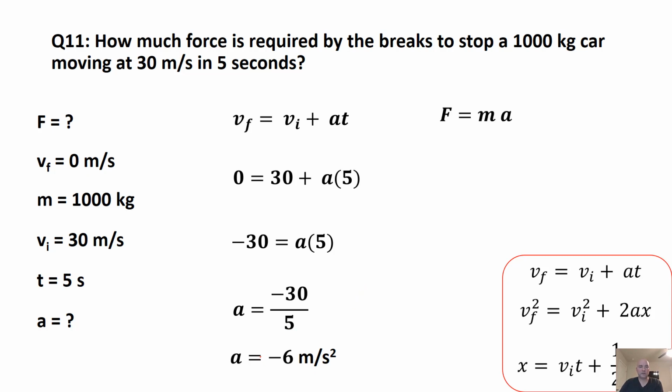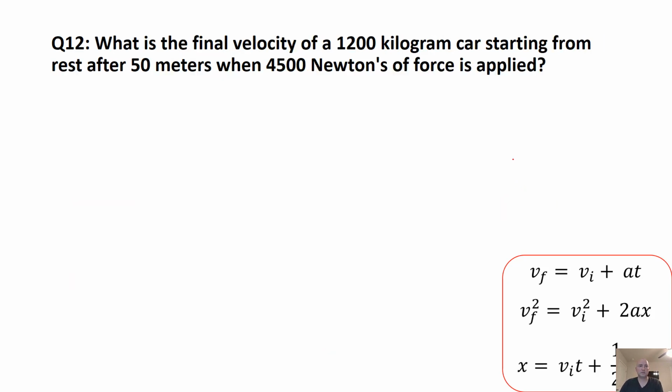And now we have acceleration. Now we have the A as well, and we have the mass, and we can go and plug this in. So there's your 1,000 kilograms, and there's your negative 6 meters per second squared. And we get a negative 6,000 newton force. So that's how much force would be required to stop this car.